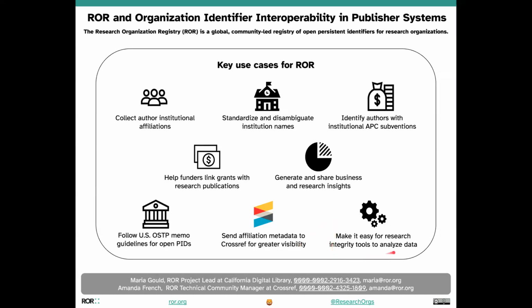Finally, in this age of machine learning, LLMs, AI, and high-volume scholarly publication, persistent identifiers such as ROR make it easier for developers to build tools to analyze publisher data on a large scale for research security and research integrity purposes. ROR can help tools detect paper mill activity or find patterns in collaborations between researchers at organizations in different countries, for instance. Lastly, let's see who's using ROR.